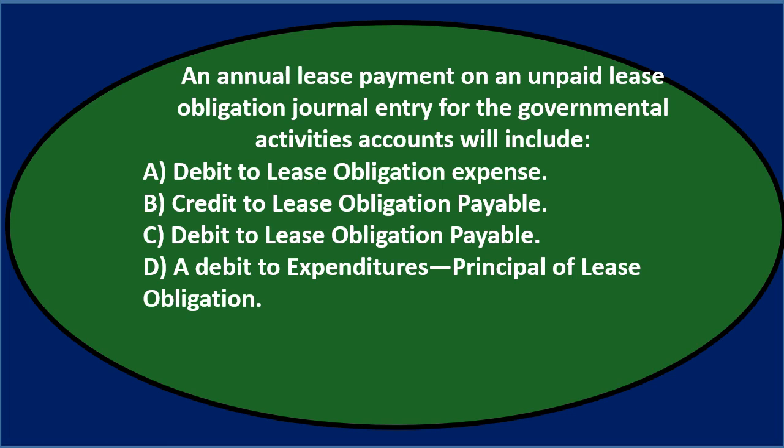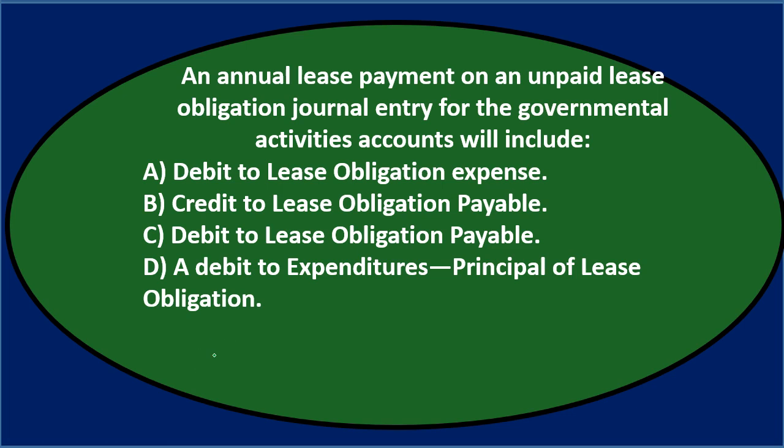An annual lease payment on an unpaid lease obligation journal entry for the governmental activities accounts will include. So when we're thinking about the governmental activities, we're thinking about the entity as a whole. We're thinking about an entity that will have a normal accrual basis as opposed to the modified accrual, which will typically be seen in most of the funds, the largest group of funds, those being the governmental funds. So this is what we would expect then.